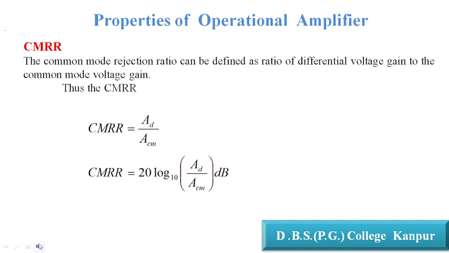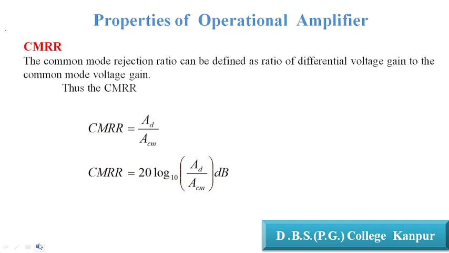AD means the differential gain, and ACM is the common mode gain. So the common mode rejection ratio is the ratio of the differential mode gain to the common mode gain. This means voltage gain, not current gain. AD is the differential mode gain and ACM is the common mode gain.